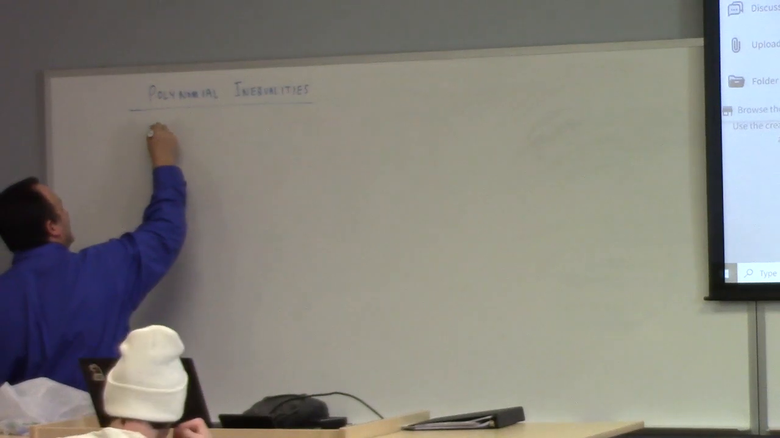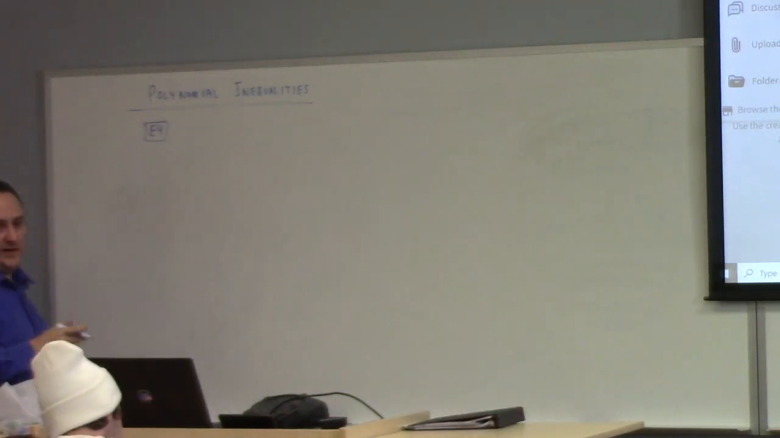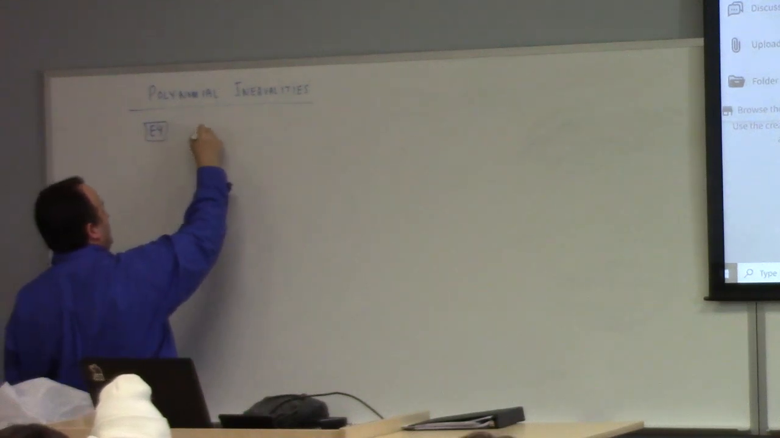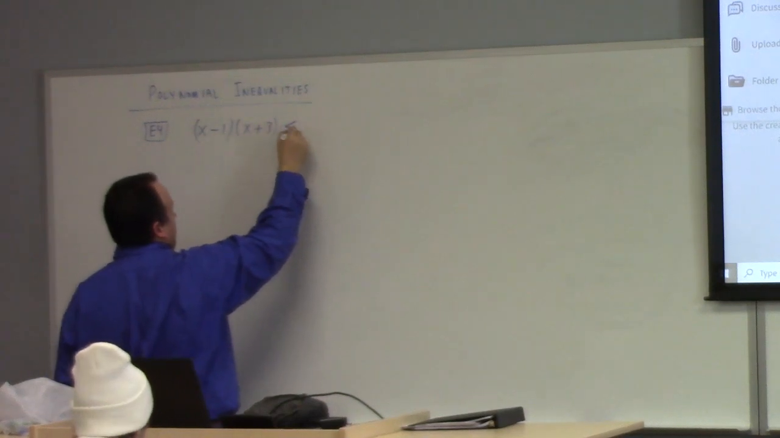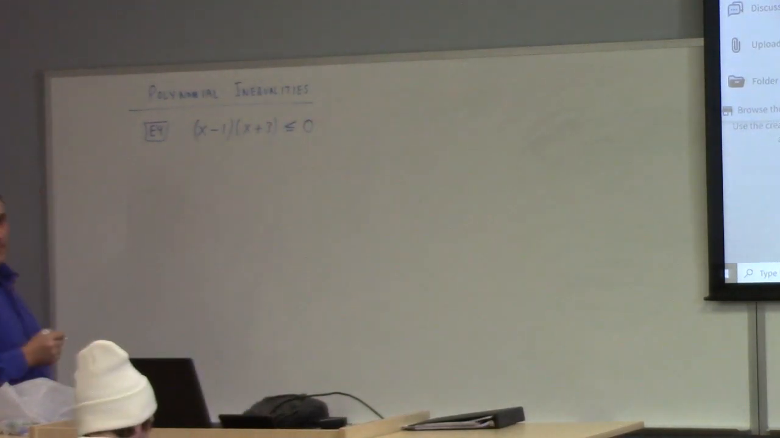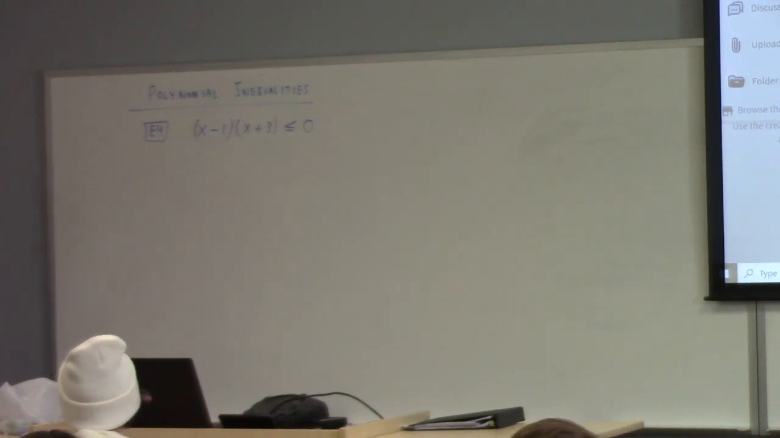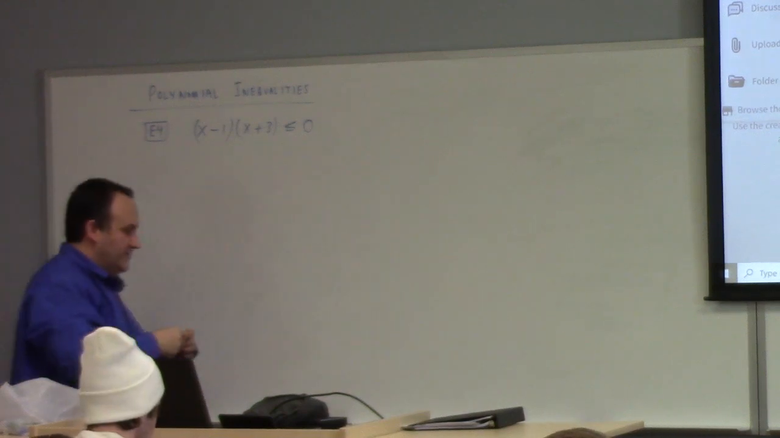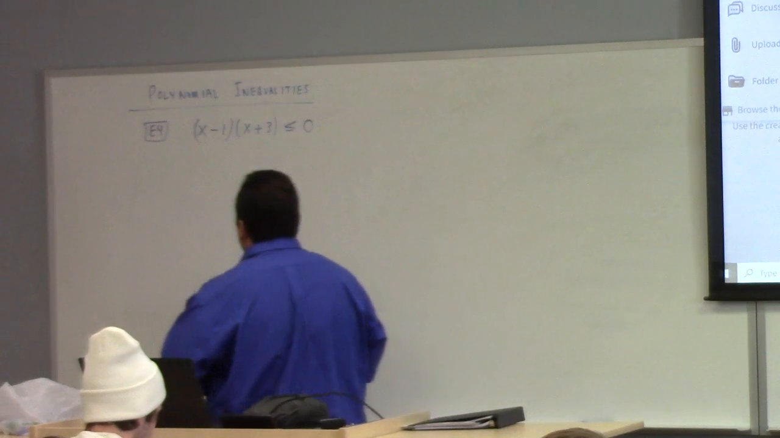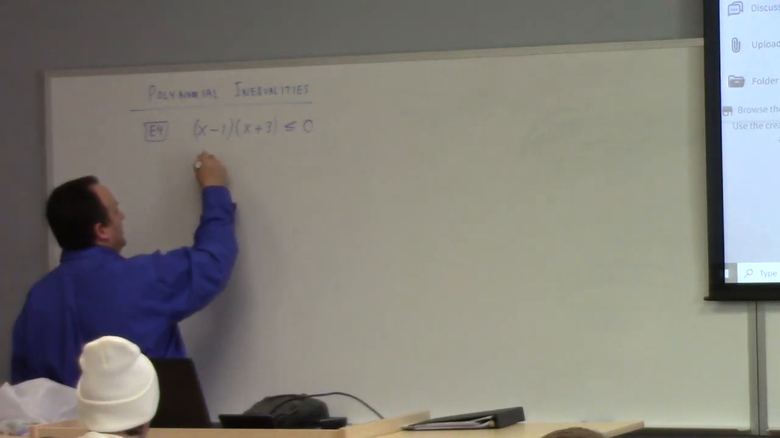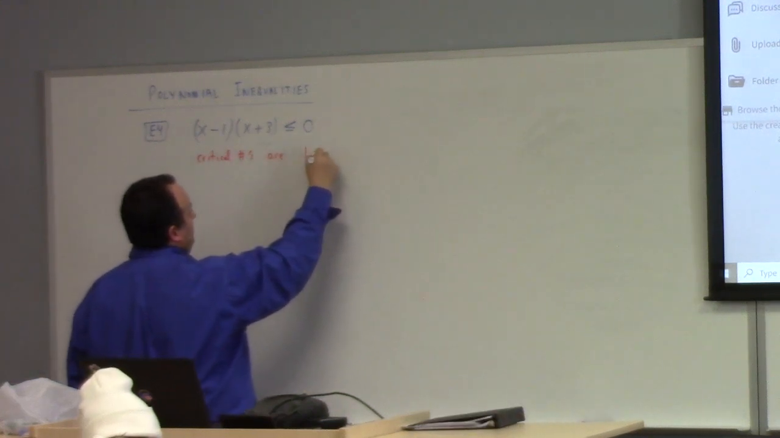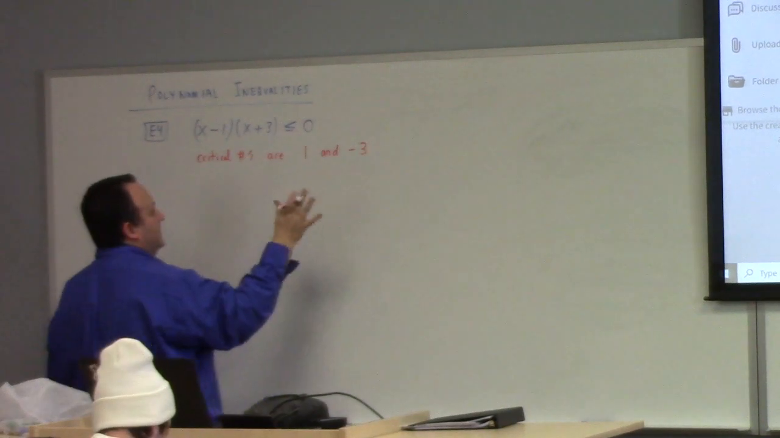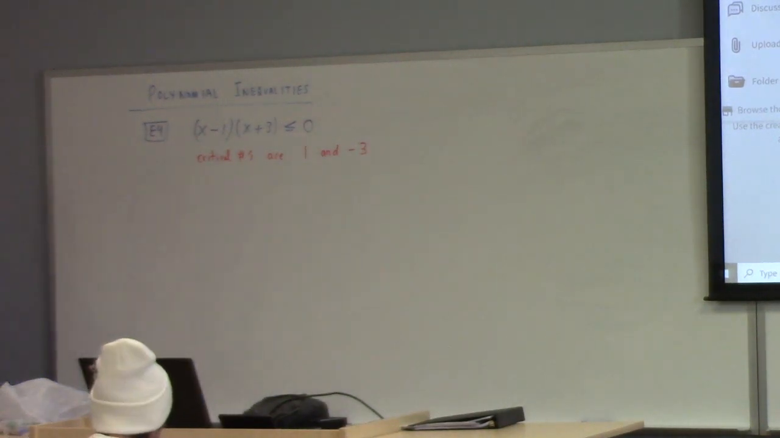So let's see here. All right, here we go. Check this out. Suppose you want to solve (x - 1)(x + 3) less than or equal to 0. The way we're going to solve this is we're going to identify where the polynomial could be 0. So in this case, I'm going to call them critical numbers, because that's kind of what's critical. Critical numbers are 1 and -3. Those are the numbers that make that polynomial 0.